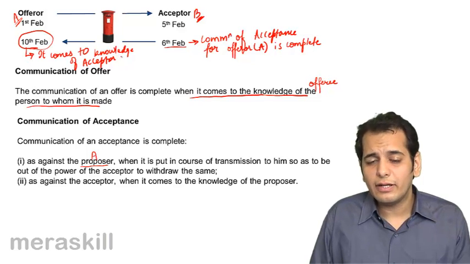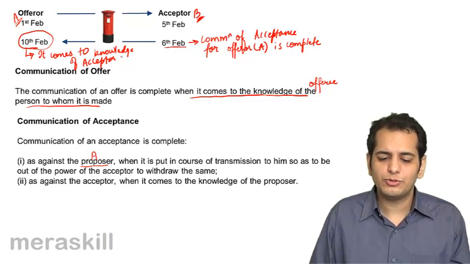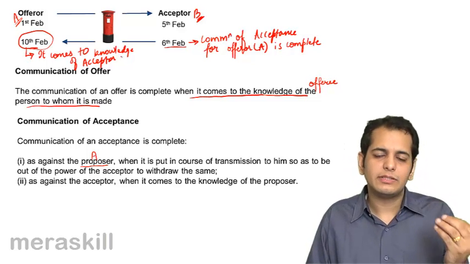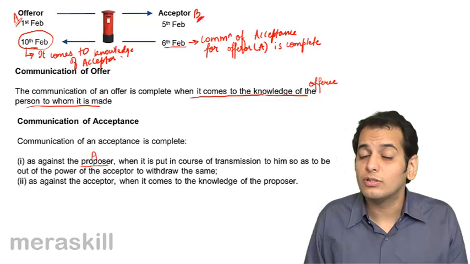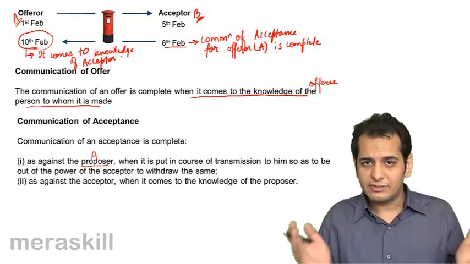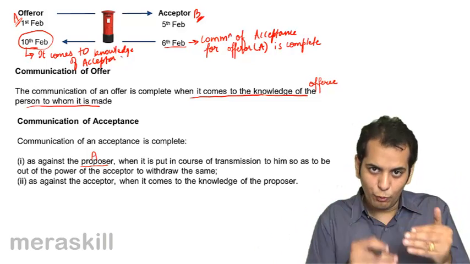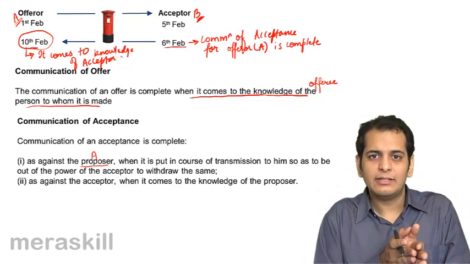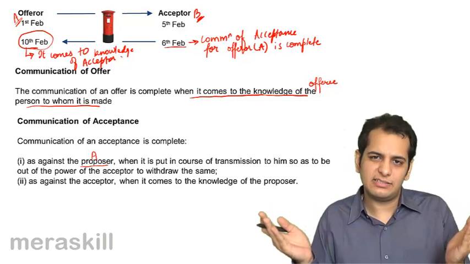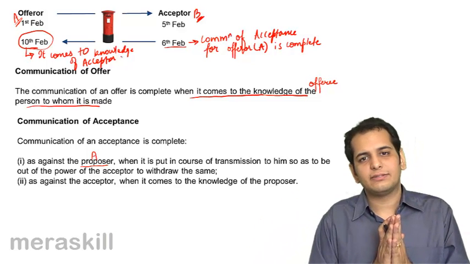Now don't you think it will come to the knowledge of the proposer on 10th Feb? It will obviously come to the knowledge of the proposer on the 10th Feb. Why? Because on 10th Feb, he'll receive the letter of acceptance, he'll go through it, and only then it will come to his knowledge that he has received the letter of acceptance.